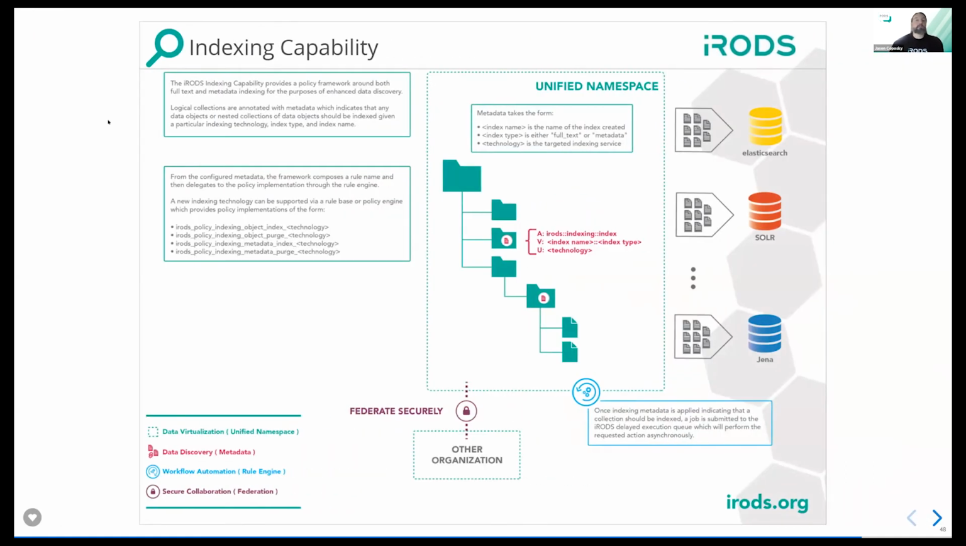And the last thing that we're going to look at is the indexing capability. So the indexing capability has been factored out into a couple different policy engines, which will give us the exact same functionality that we had within the monolithic plugin. In this instance, we are going to react to metadata attached to a particular collection that says any data that flows into this collection is going to be sent to this particular index name through a particular indexing type, which right now is either metadata indexing or full text indexing. And we're going to use the unit to indicate the technology over here, which is going to be responsible for handling that indexing.